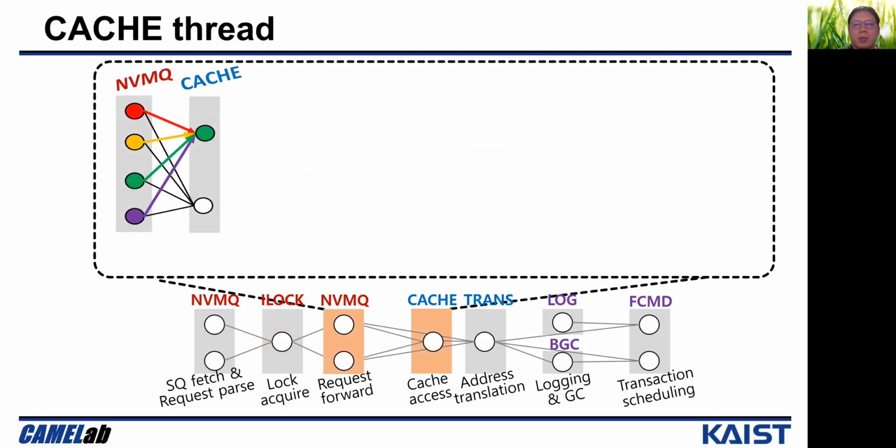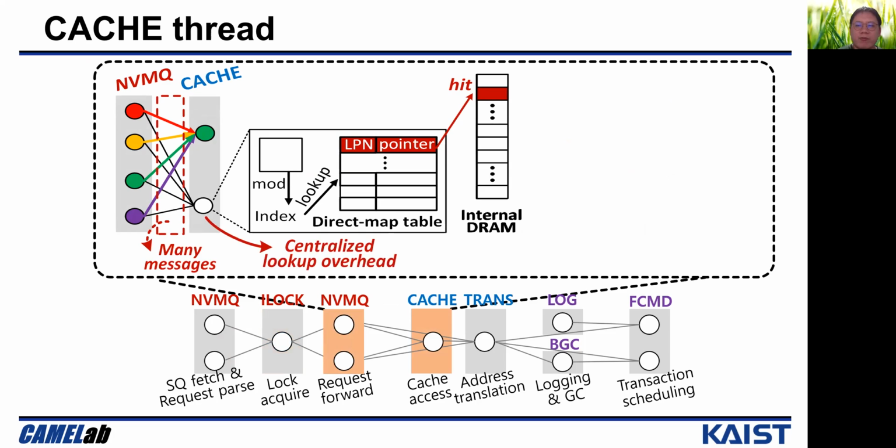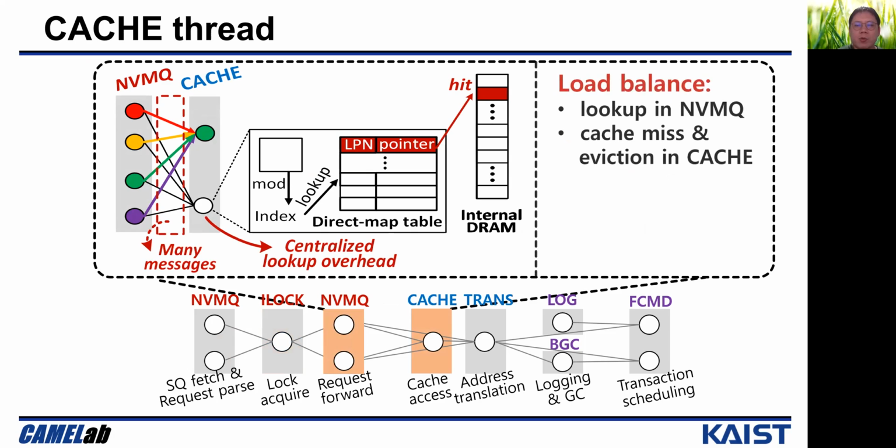NVMe queue threads communicate with the cache thread to check if data exists in the DRAM buffer. The cache thread maintains a direct map table. Each entry records the LPN, the logical page number of the stored data, and the corresponding location in the DRAM. However, the communication can be an overhead. In addition, as we only employ a few cache threads, it introduces centralized lookup overhead. We propose to expose the direct map table to the NVMe queue so that the NVMe queue can check if data exists in the DRAM buffer. The cache thread only processes cache misses and evictions.